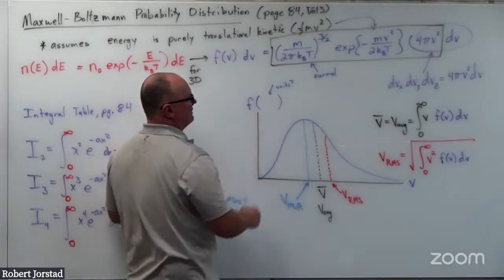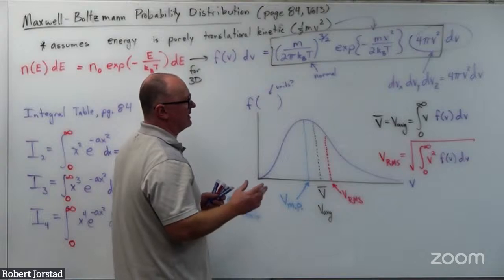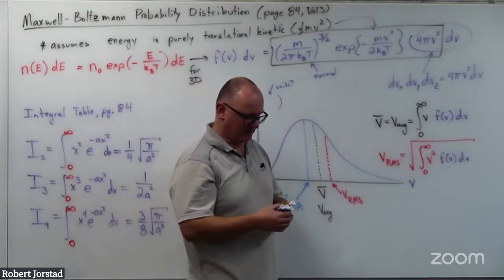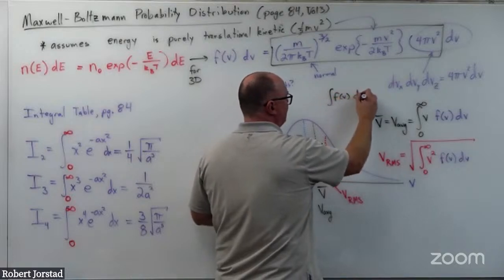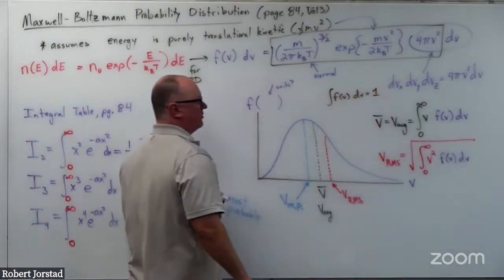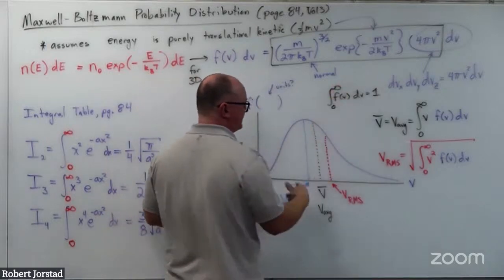Now, a quick note on the units while we're looking at that. You can see I left the units blank. I like to try and think that through. What do we know about any probability function? I know that the integral of f of v dv is equal to 1 with no units. And that's over all space, in this case, velocity space.